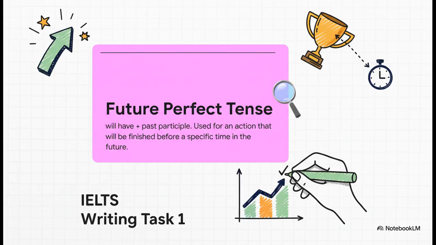Okay, ready to level up? Let's talk about the future perfect tense. This is your go-to tool for describing a future milestone. It's not just about what will happen, but about what will have been completed by a specific point in time. Using this correctly adds a real layer of sophistication to your writing.